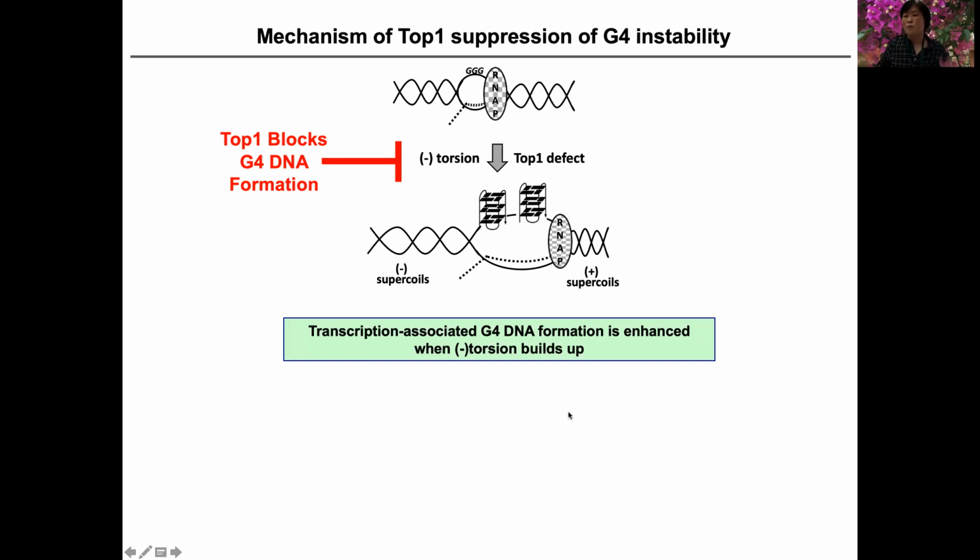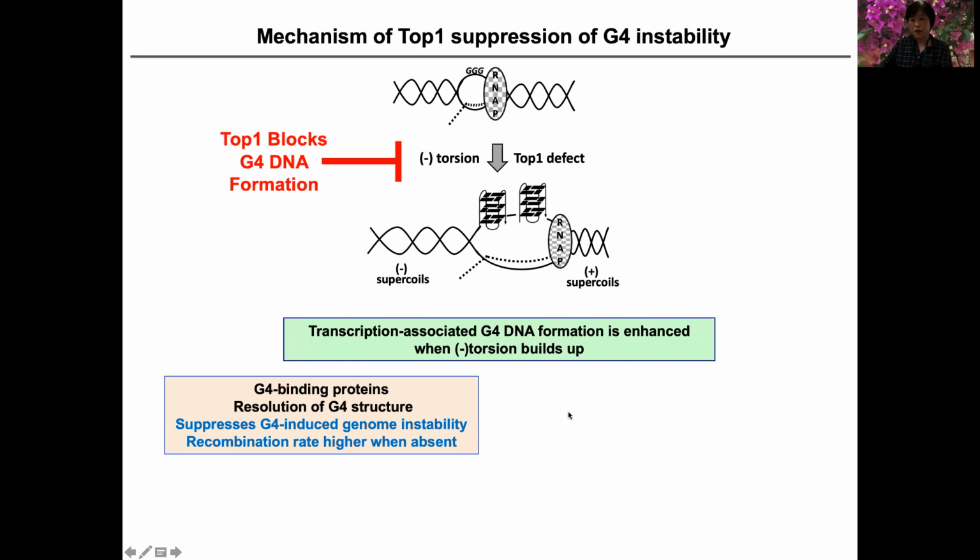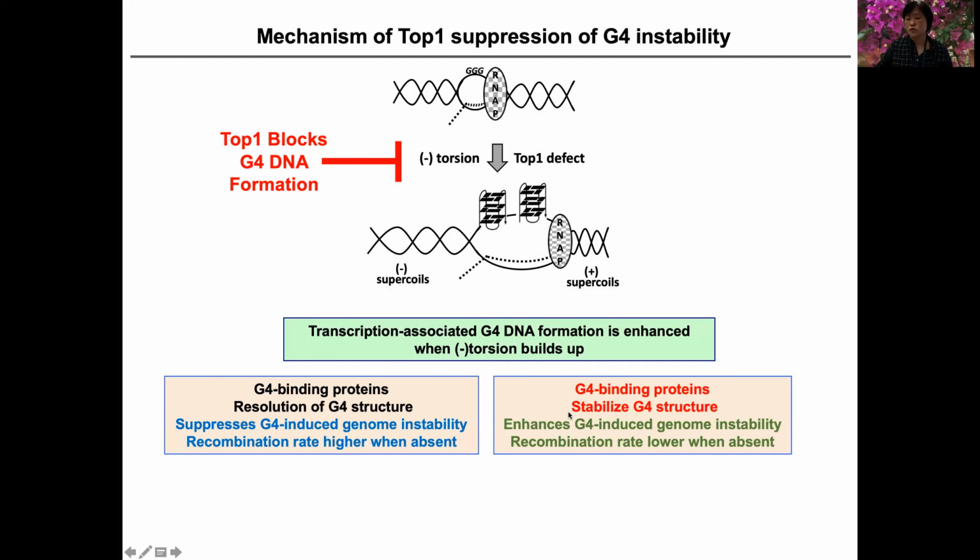So TOP1 blocks G4 DNA formation and suppresses G4 DNA-associated recombination by removing negative torsions that are introduced during transcription. And we are going to talk about examples of two different types of G4-associated proteins. These are all G4 binding proteins that, first of all, resolve G4 structures, thereby reducing and suppressing G4-induced genomic instability. When this factor is gone, obviously the recombination rate at G4 will be higher.